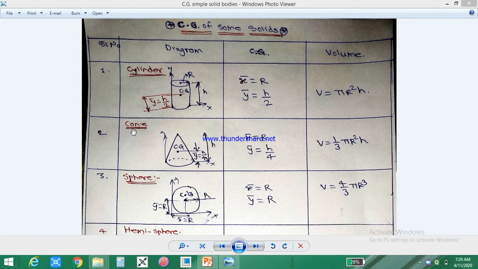Second one is the cone. It is actually a right circular cone which is placed in the first quadrant. So x bar equals r, that is the distance from the y axis. So what will be y bar? As you can see, most of the mass is concentrated at the base of the cone, so y bar will be equal to h by 4. So the CG distance from the x axis will be h by 4, and the volume, as we know, is 1 by 3 pi r square h.